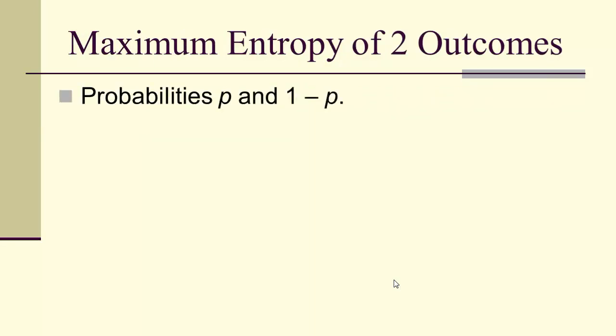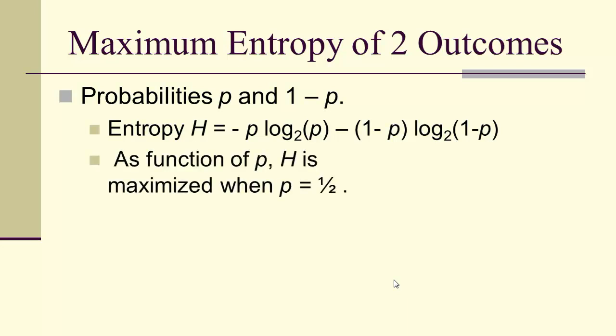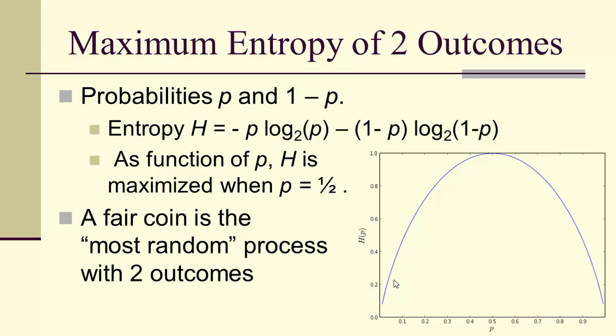So suppose we just had two outcomes, probabilities p and 1 minus p. The entropy in this case would be negative p log base 2 of p minus (1 minus p) log base 2 of (1 minus p), because your only two probabilities are p and 1 minus p. And if you look at this as a function of p, it turns out that H is maximized when p is equal to a half. And there's an actual graph of the entropy as a function of the probability. And clearly, just by symmetry, you can see that it's got a maximum at a half. So that means a fair coin is the most random process with two outcomes. So when we are looking to model the flipping of a coin, we would want to allow the possibility that the coin is fair, and therefore we would want to allow the most random process, which is the entropy when p is equal to a half.